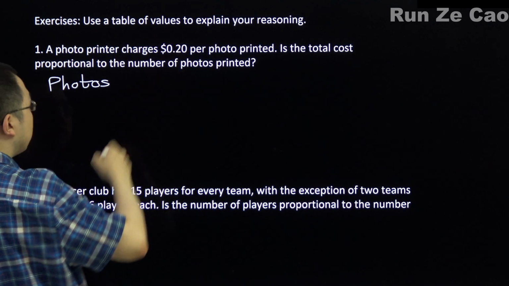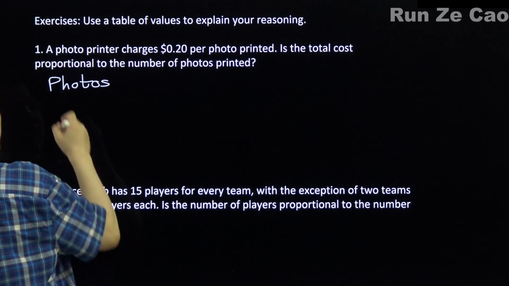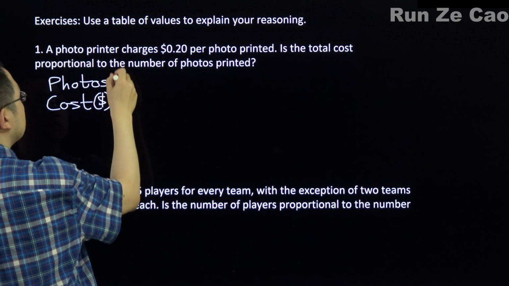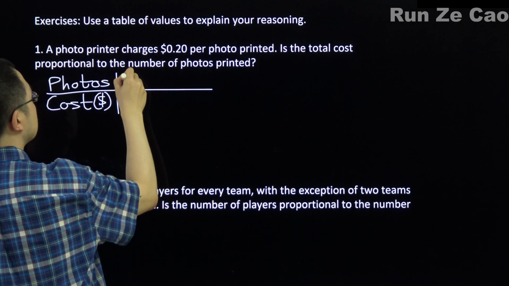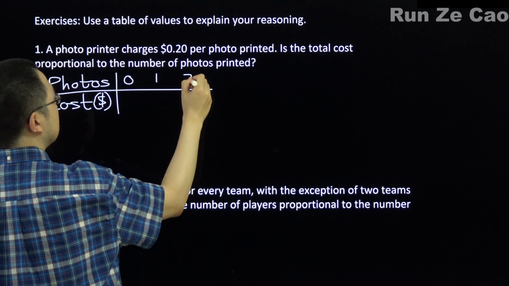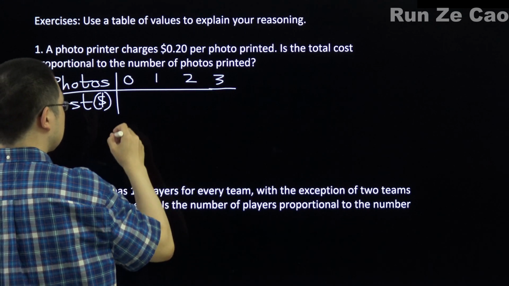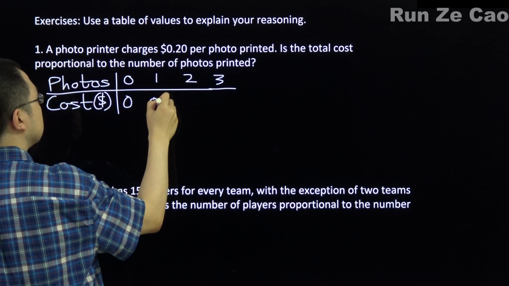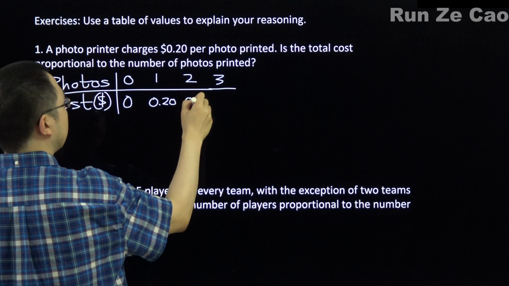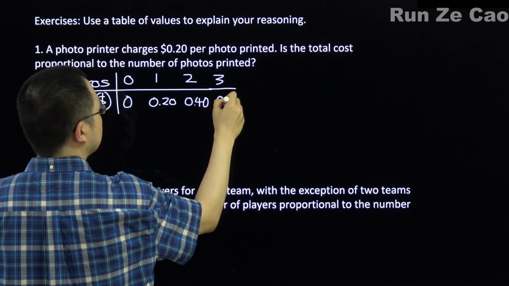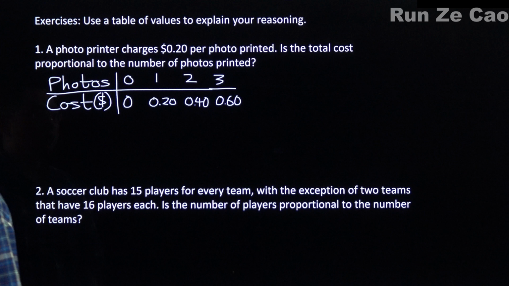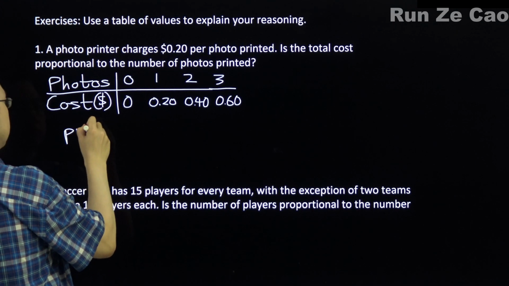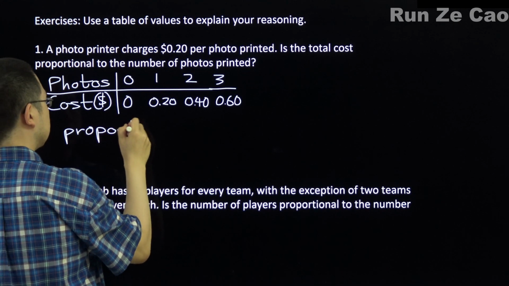But it says use a table of values, so we're going to use a table of values. Cost in dollars. Photos. 0, 1, 2, 3. That's enough. So 0, cost 0, 0.20, 0.40, and 0.60. Yeah, it's proportional. Proportional.